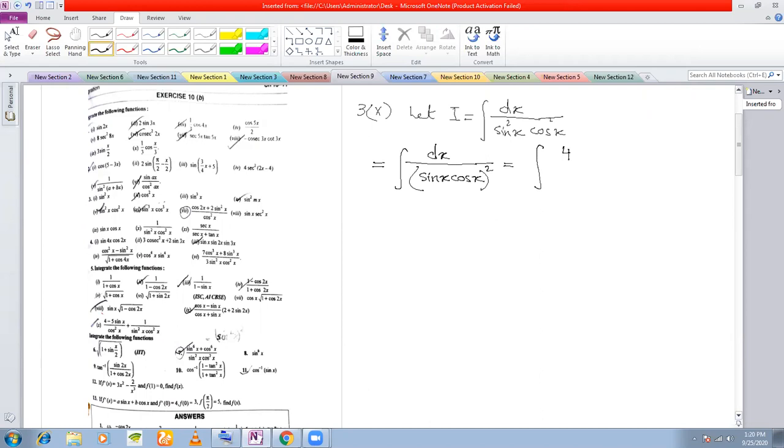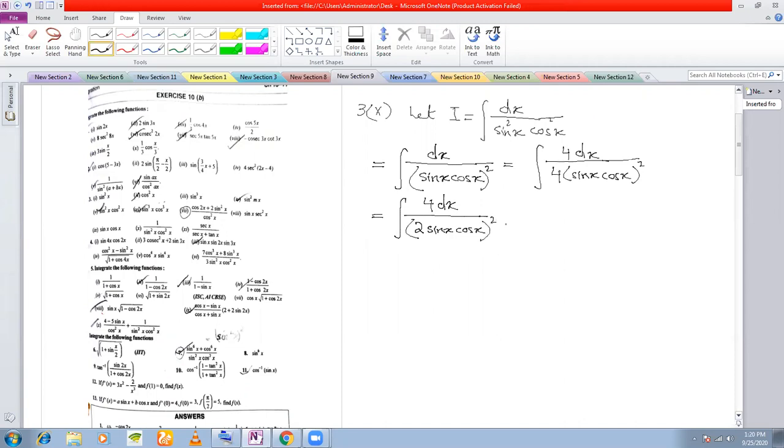Next, you take a 4 on top and you take a 4 below. Why have I taken this 4? I have taken this 4 so that I can insert this 4 inside the bracket. So when I insert this 4 inside the bracket, it becomes (2 sin x cos x) whole square.